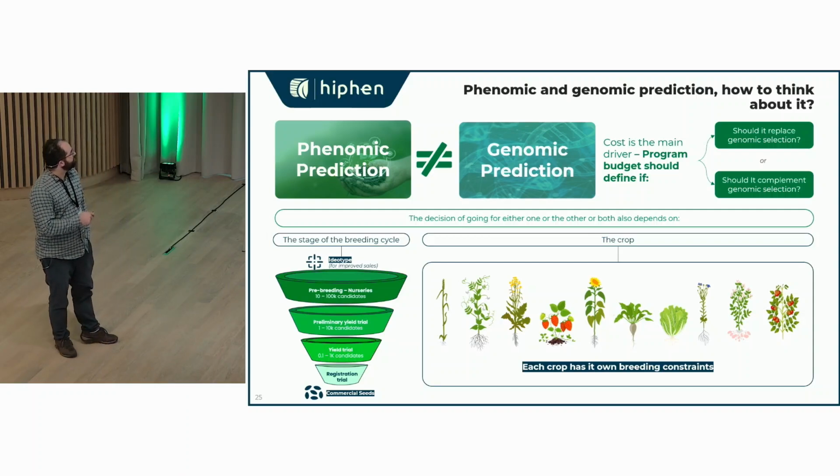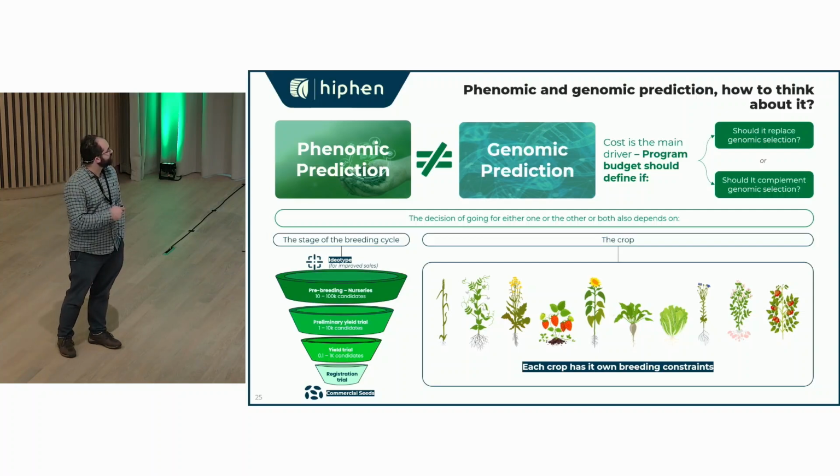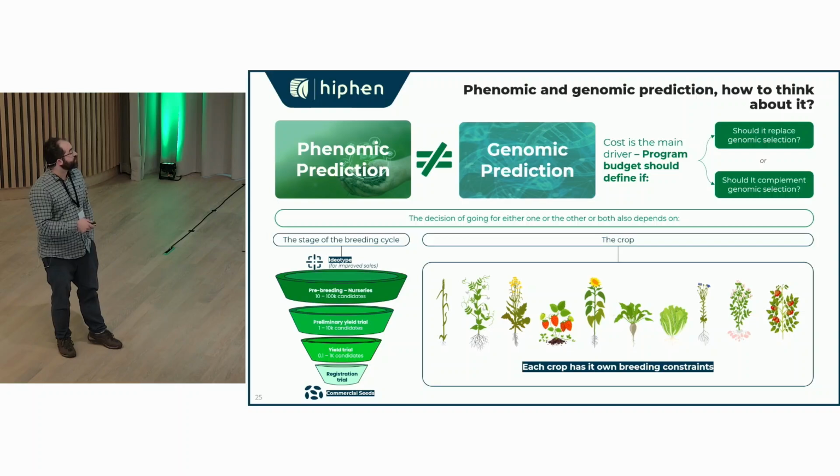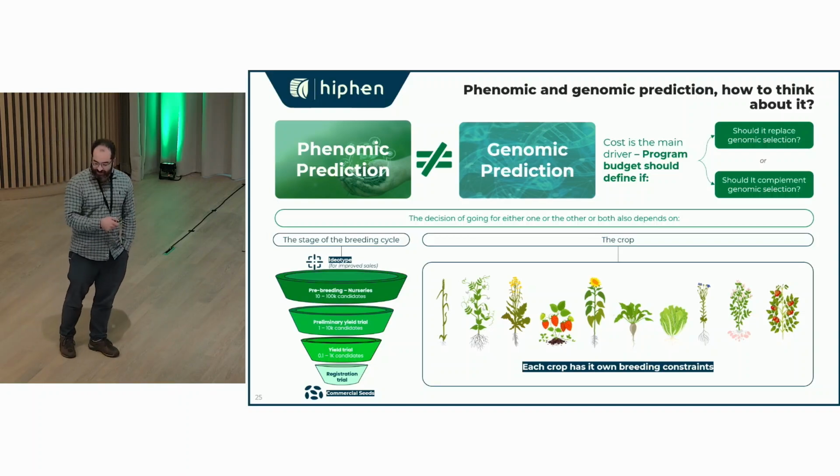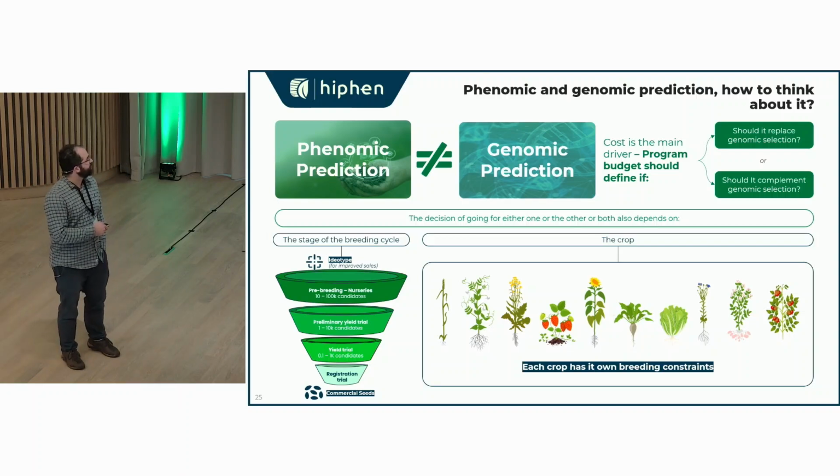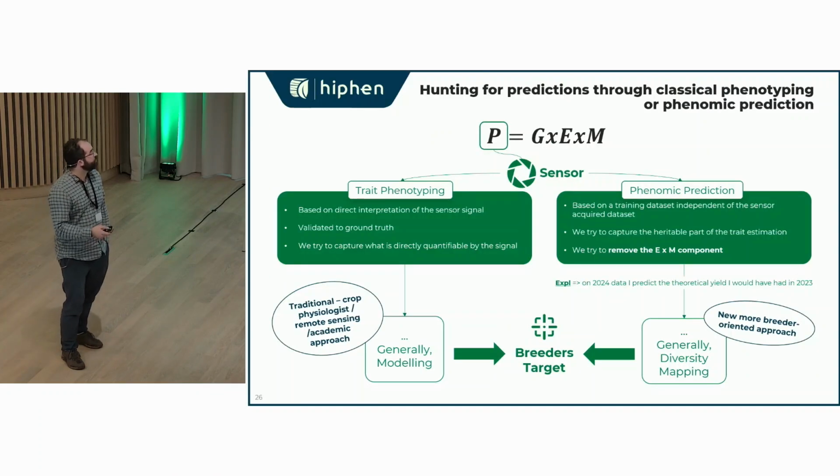And of course, it depends at which stage you're working, and there are more and more papers discussing at which stage of your breeding cycle you should use such technologies as phenomic predictions. And of course, for each crop there are some specificities, whether they're complex or not, and how they reproduce themselves, etc.